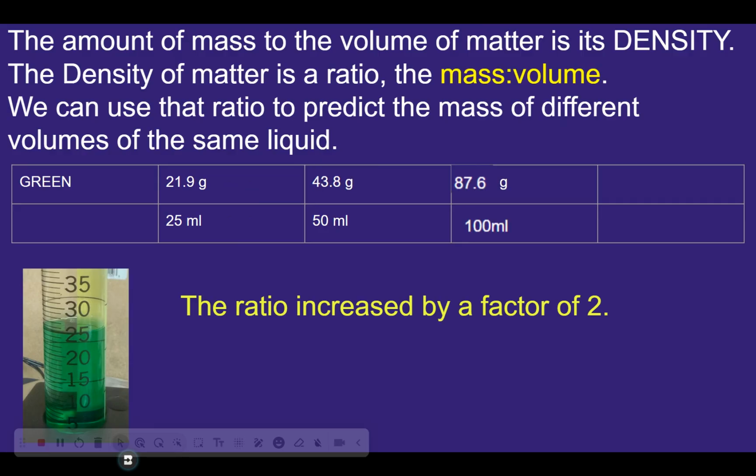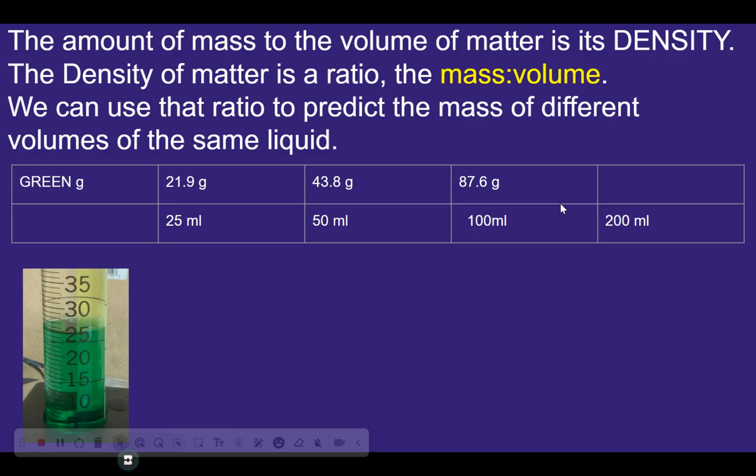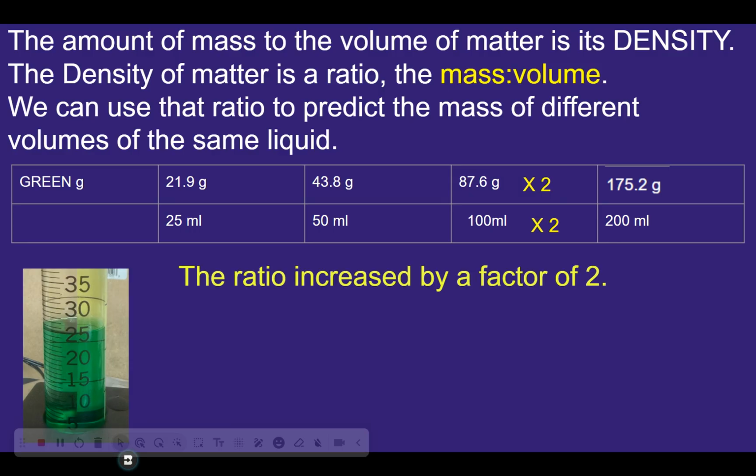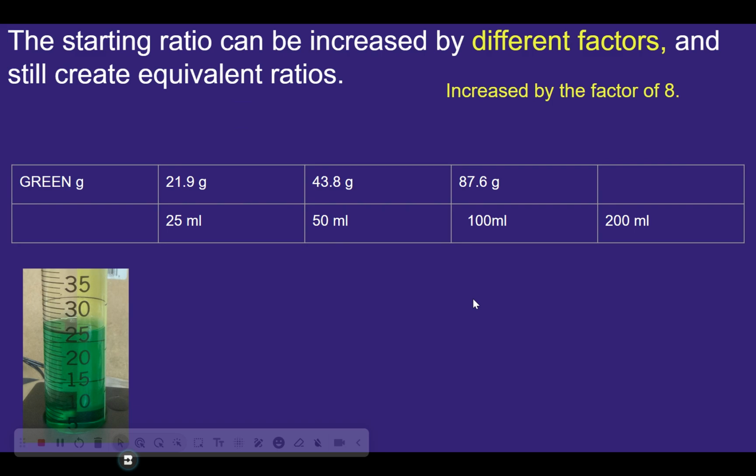That would make 100 milliliters 87.6 grams, because it doubled again. Times 2 times 2, right? Whatever you do in the numerator, you do to the denominator. You know that rule in fractions? Same is true for ratios. You're increasing by a factor of 2. Okay? We can keep doing that. We can find out what any volume size of the green is for mass if we know an earlier one by increasing it by a factor of 2.